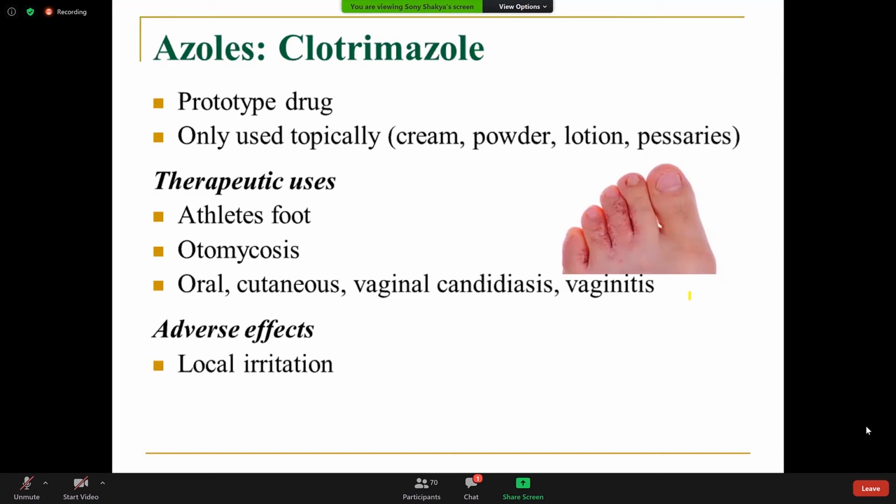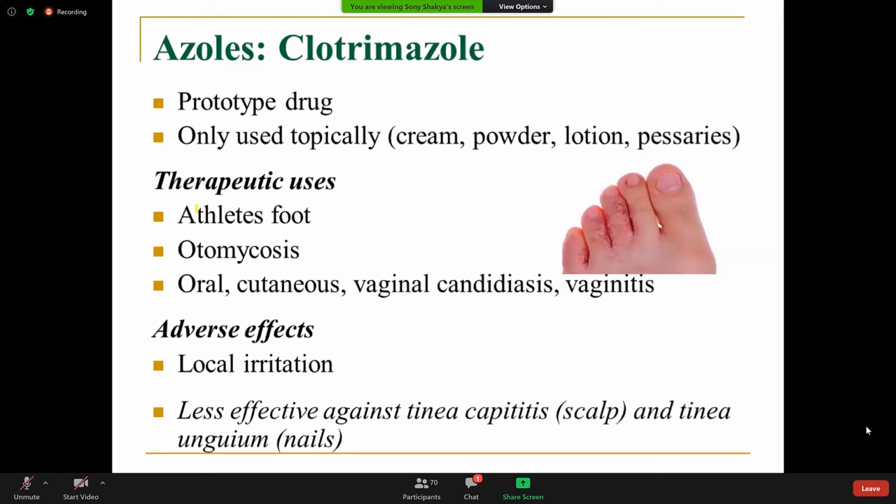Adverse effects. Local irritation: as it is applied locally, there can be local irritation in a few sensitive people. Normally what we tend to generalize is that if this clotrimazole, a very common and popular drug, is useful in these cases, we blindly think that it might be useful in fungal infection of the scalp and nails. That is caused by tinea capitis and tinea unguium, but that is false. It is less effective against tinea capitis, scalp.